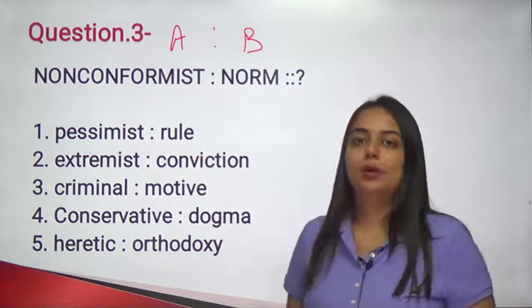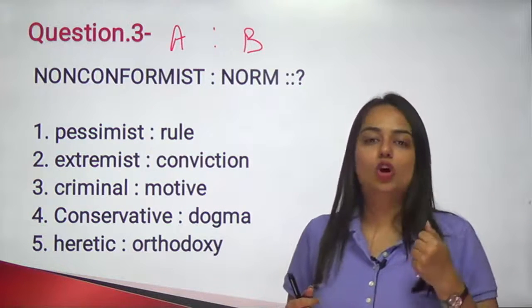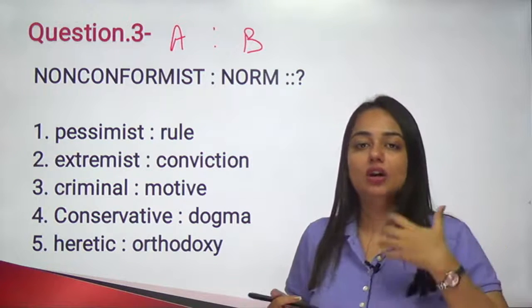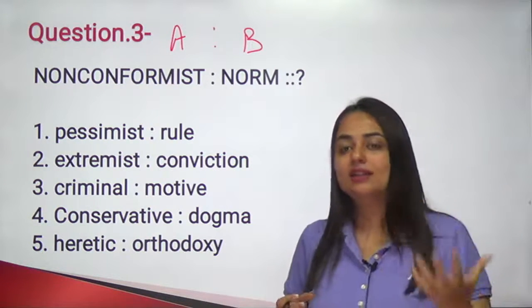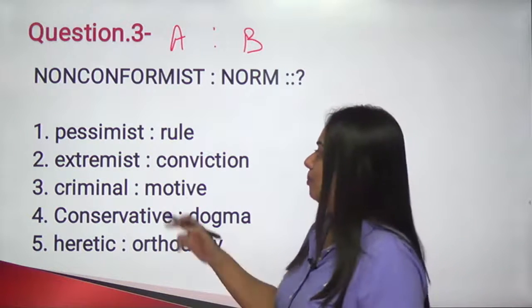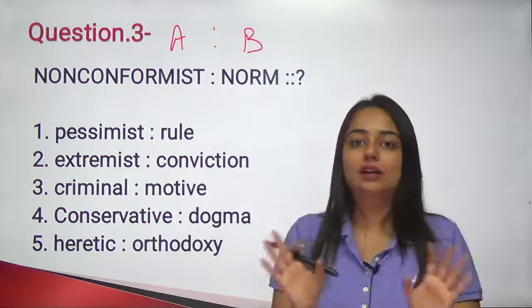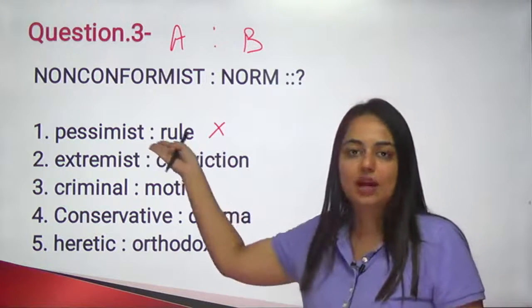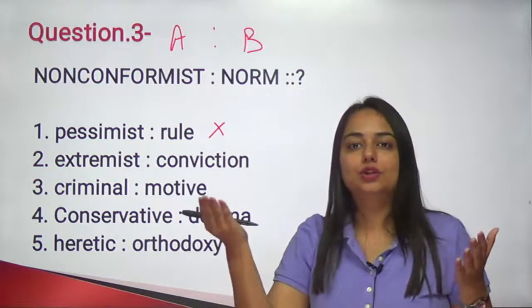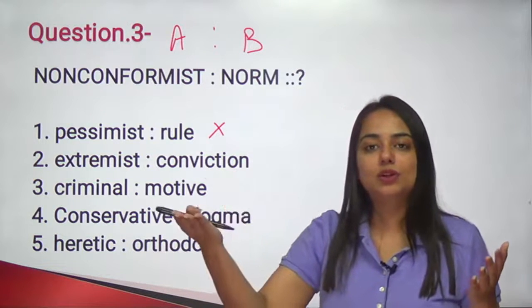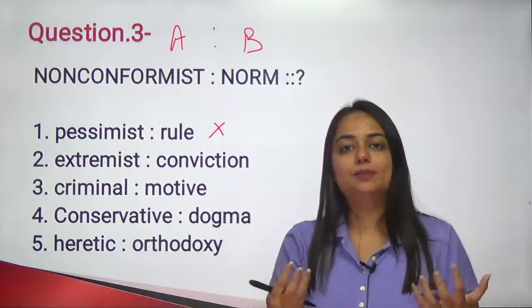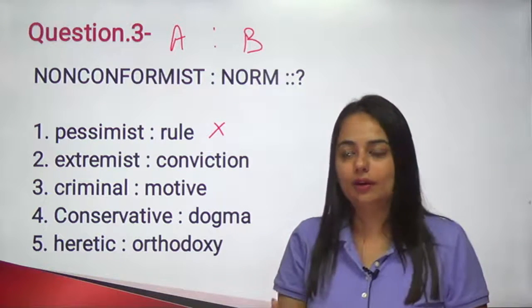Pessimist and rule. A pessimist is a person who always expects negative things or unhappy endings, uncertain things. So pessimist and rule are not related in any way. So we can eliminate this one because the relationship is very ambiguous. Rule is not related to a person who is a pessimist. A pessimist is known for thinking negatively, in the sense that he always expects things to go the wrong way.